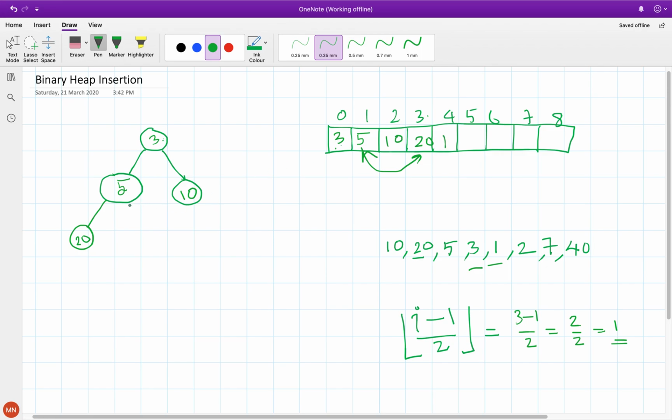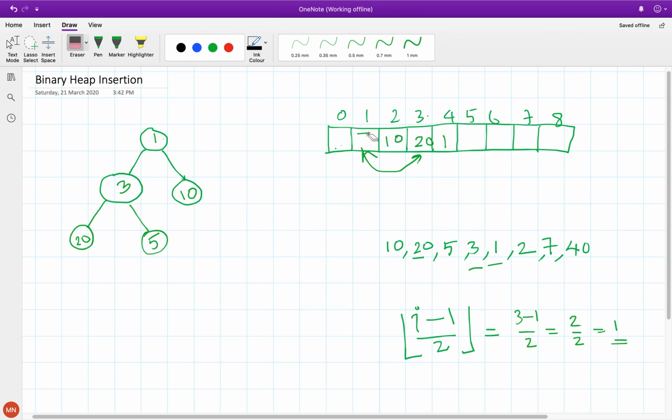In this case the number 1 will be inserted here. So number 1 is less than number 5, so number 5 will be swapped with the value of 1. So I will have 1 here, then 5 here. Then we will be comparing these two values. So 1 is less than 3, so I will take those two values for swapping. So this will be 1 and this will be 3.